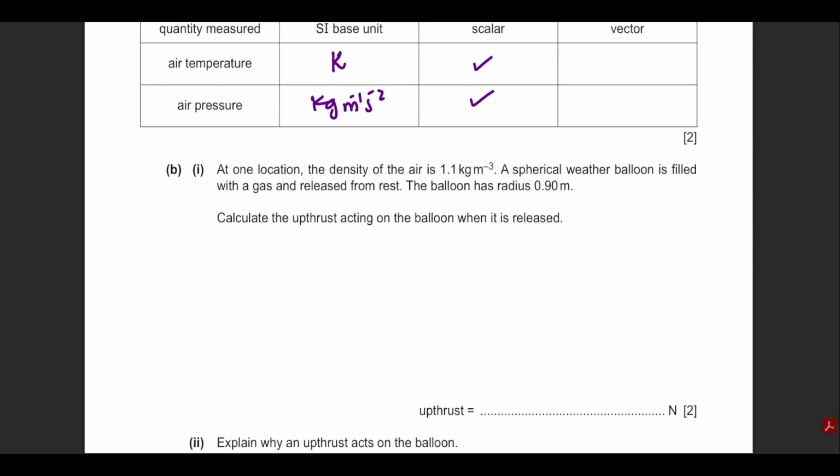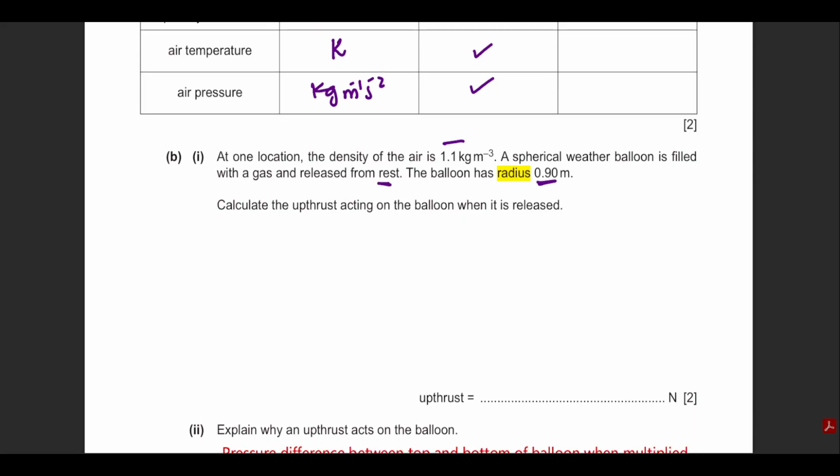At one location, the density of the air is this. The spherical weather balloon is filled with gas, released from rest. Important information: the radius is this. Now, be advised that sometimes it's not the radius, it's the diameter. So you just have to be careful about that.